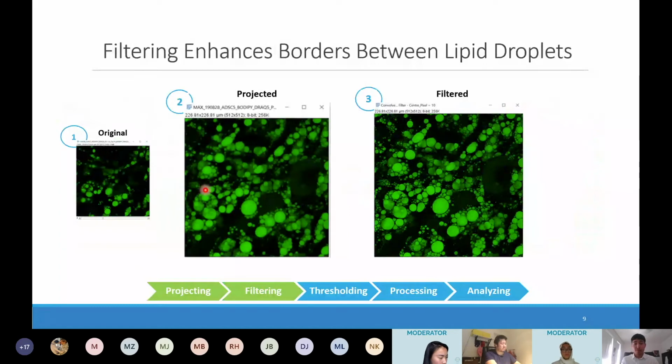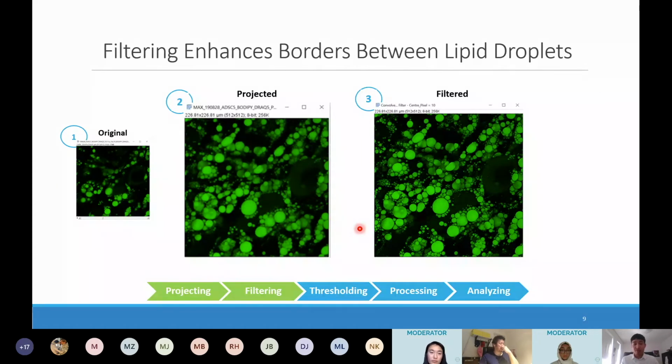Next up, we do filtering, which enhances the borders between lipid droplets. Although the differences may seem slightly subtle between image 2 and image 3, you can see that image 3 is slightly sharper, and this will help our imaging workflow better discriminate between lipid droplets and background. If you'd like to know more details on the mathematics behind filtering, I'd be happy to explain more of that afterwards too.